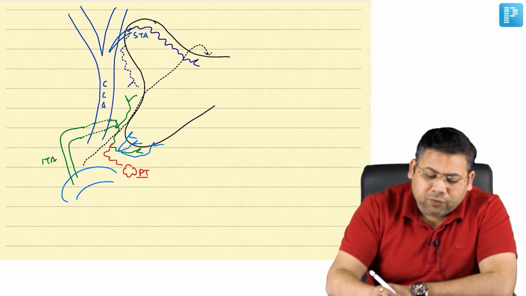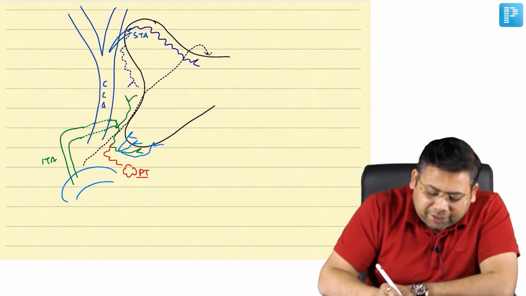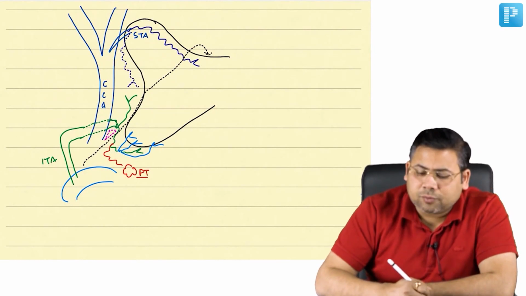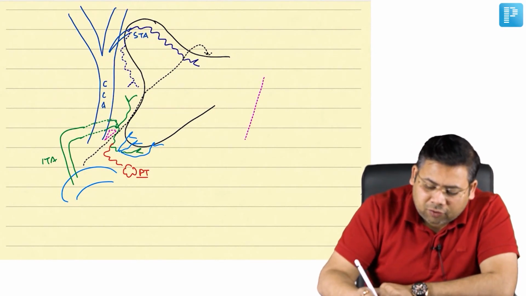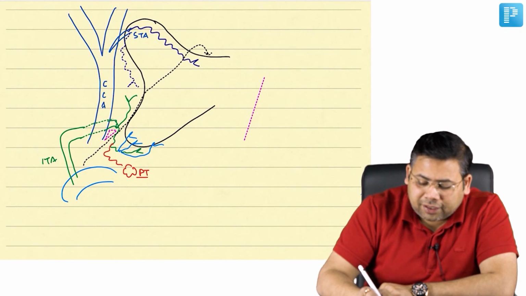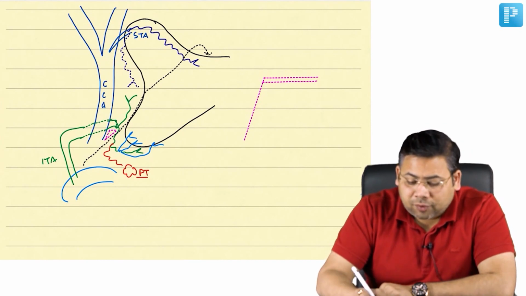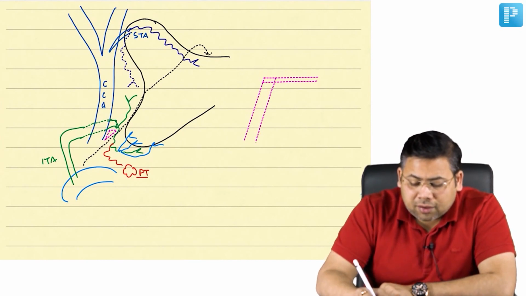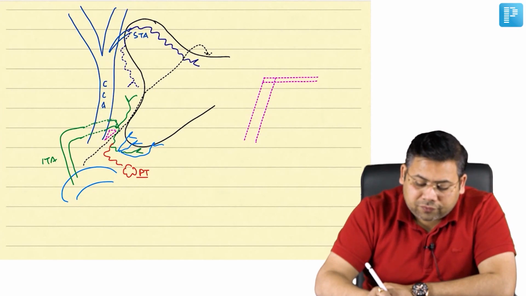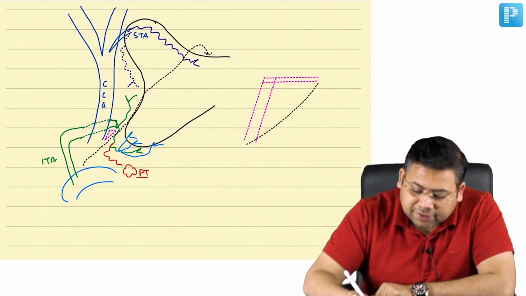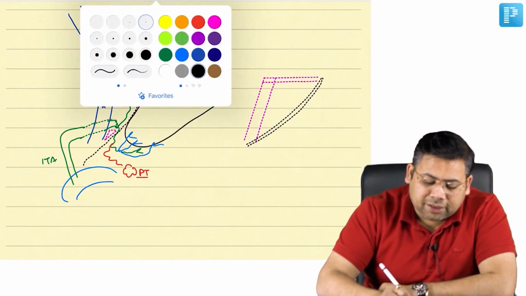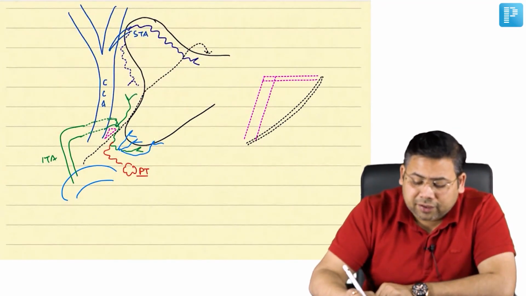If you see, there is a small triangle here. Can you appreciate a small triangle? What is this triangle all about? On one side, this triangle is bound by the common carotid. On another side, it is bound by your inferior thyroid artery. On one side, it is the recurrent laryngeal nerve, which is going like this, and this triangle is known as the famous Beahrs triangle.